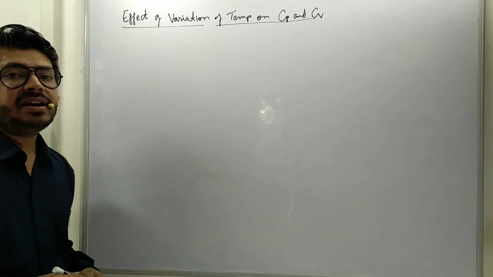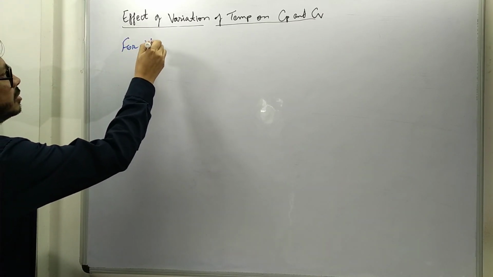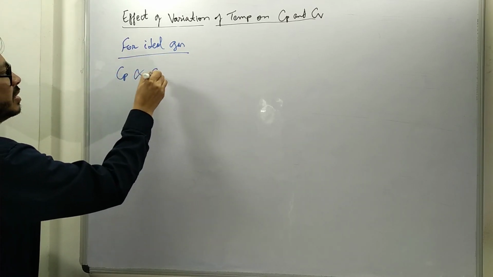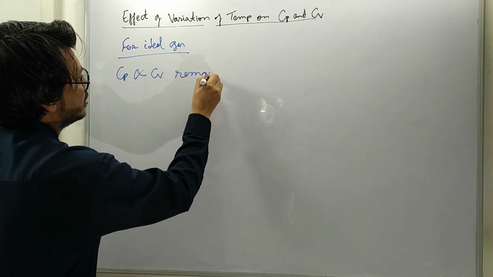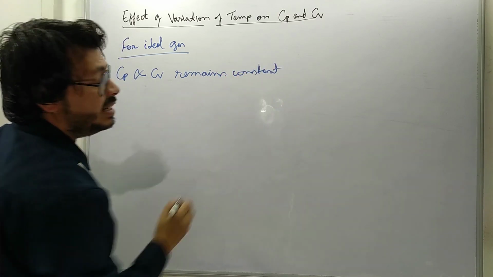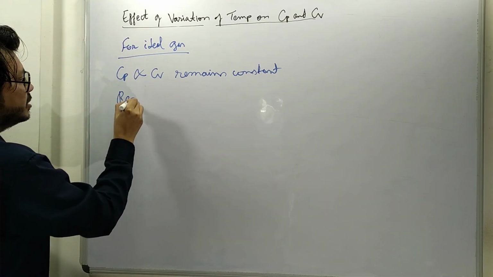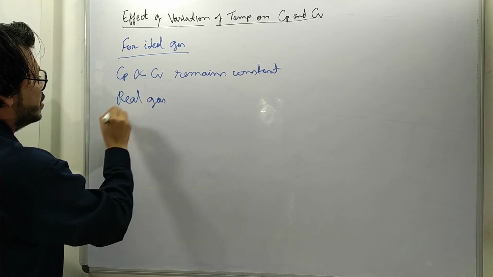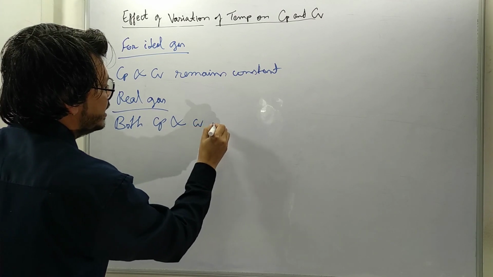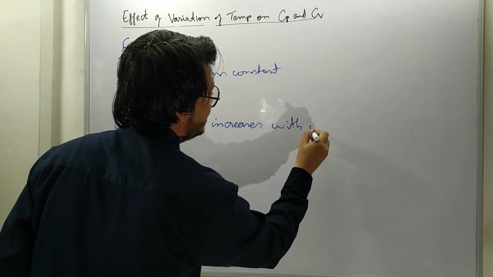Now the effect of variation of temperature on Cp and Cv. For ideal gas, the value of Cp and Cv remains constant, that is, it is independent of the temperature. But for real gases, both Cp and Cv increase with the increase in temperature.